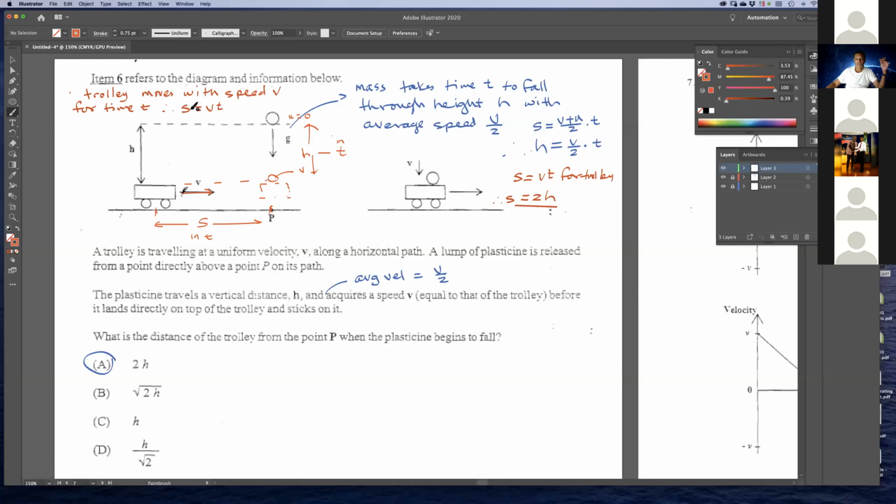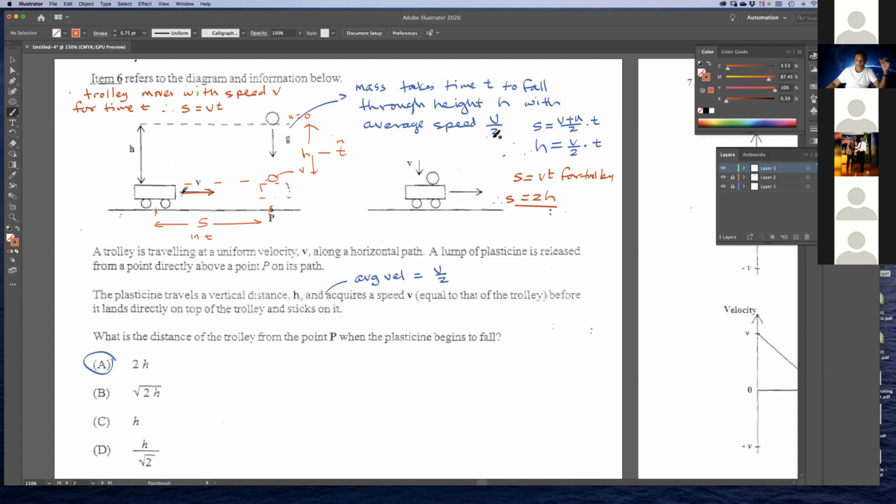All right, this is saying that distance is equal to velocity times time. If there's no acceleration, s is equal to ut plus a half at squared. We okay with that, right? Now, the second part is where this plasticine is falling. The mass takes a time t to fall through a height h.